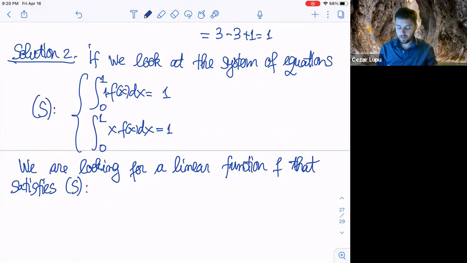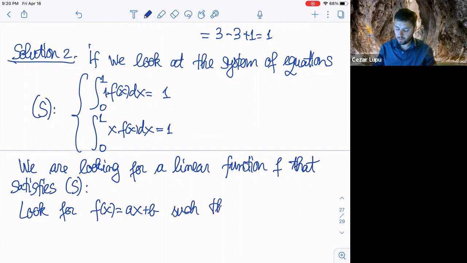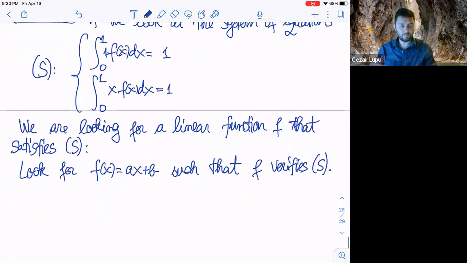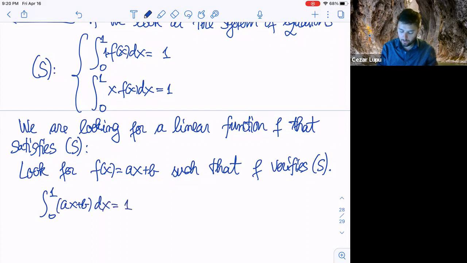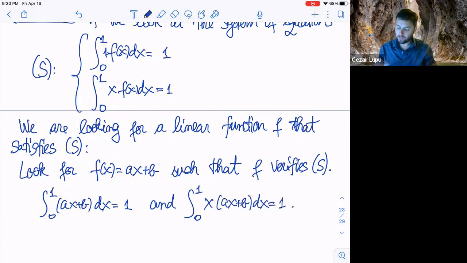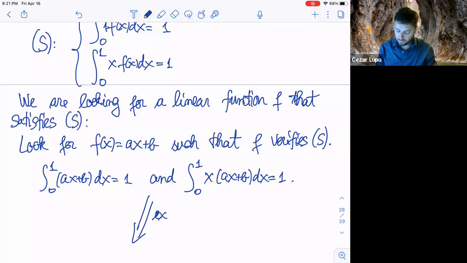All right, let's do it. So, in other words, we look for functions like this, f of x equals ax plus b, such that f verifies S. And now, by replacing this, we will have that the integral from 0 to 1 of (ax plus b) dx is 1, and the integral from 0 to 1 of x times (ax plus b) dx equals 1. All right, great. And now I'm going to leave this to you as an exercise to solve. It's just a simple system of two equations, two variables. So I'm pretty sure you can do this.